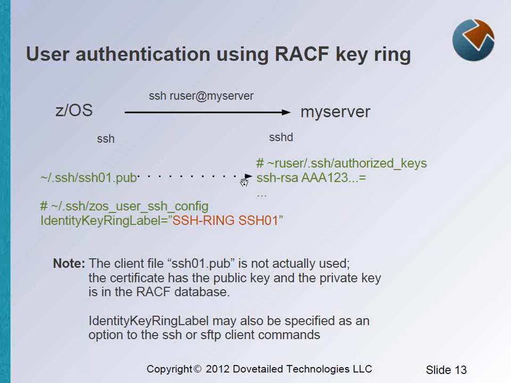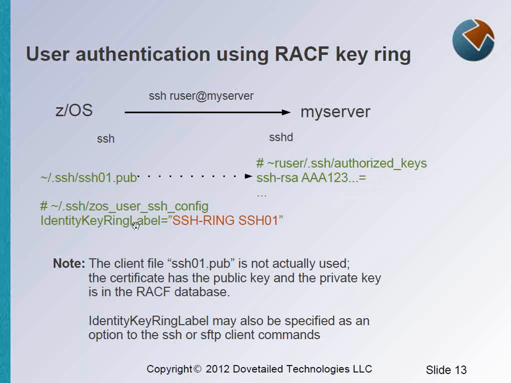I take that file and I move it over to the server, and I take that one line and I tack it onto the end of my authorized keys file. And here's what it looks like. It starts off with a key type, and then it has the big long base 64 encoded public key. So I've set this up.